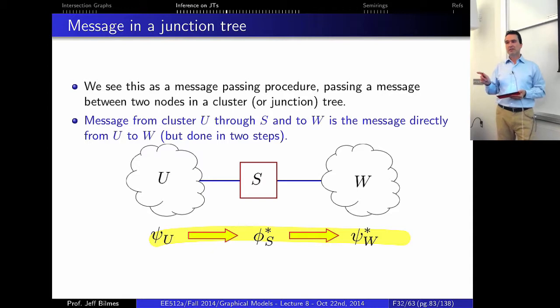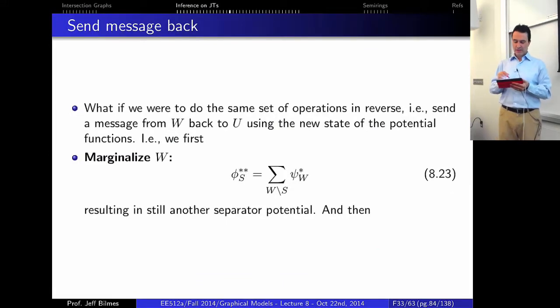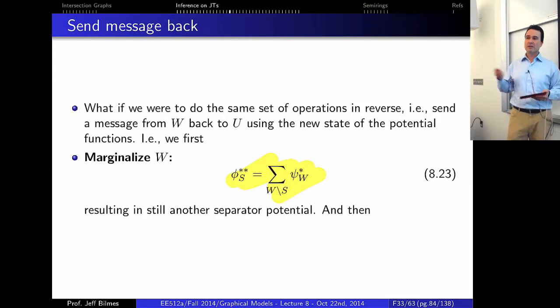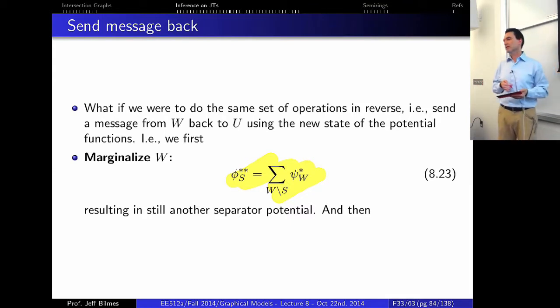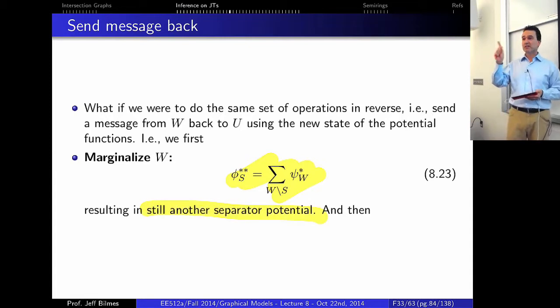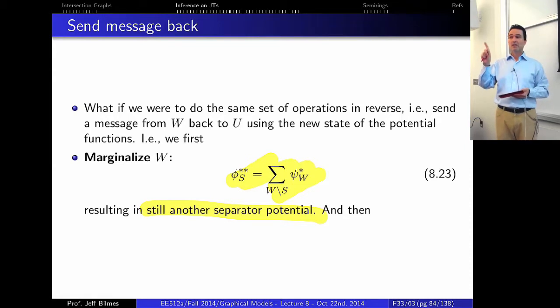So how about this? We're still not done yet. We've got a marginal at W, but we still want to get a marginal at U. So what if we send a message back? We do the same thing. We start with the new psi star sub W, sum out everything except for S, and get a new potential at S, which let's call psi star star sub S, for lack of a better term. This is standard notation. So this is still another separator potential. We now have three separator potentials. We've got phi sub S, which was the original one, phi star sub S, which was the marginalization coming from the left, which was U, and now we have phi star star sub S, which is the marginalization coming from the right, based on the updated potential at W, psi star sub W.